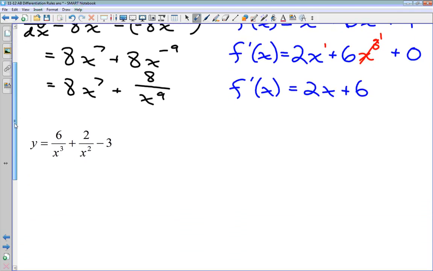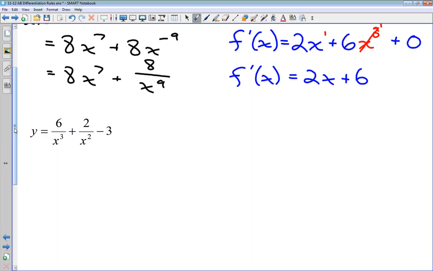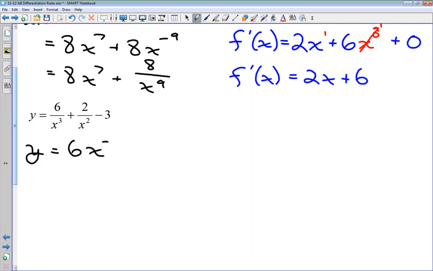Our next example here, y equals 6 over x cubed plus 2 over x squared minus 3. This is another case where we're going to want to rewrite the function before we take the derivative here. So I'm going to rewrite this. 6 is going to be my coefficient, but I know if I have x to the power of 3 down in the denominator, I can write that as x to the negative 3. Next term, 2, x to the 2 in the denominator, I can write that as x to the negative 2. And then my minus 3 stays as a minus 3.